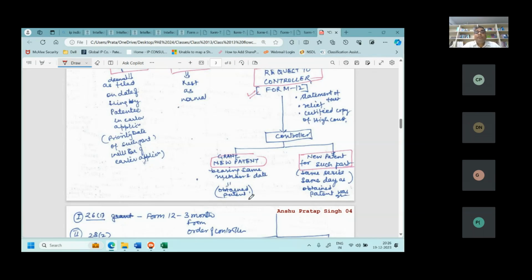This new patent is bearing the same number and date as the obtained patent, when the whole was yours. When it was a part, then for the part you will get a new patent and the number will differ, same series, same day as the obtained patent was granted. But here it will be the same number and date. So this is the difference. In the end, what is happening? What was stolen is being given back to you with the same entitlement as it was given to the other party. That's how it is being restored to you.